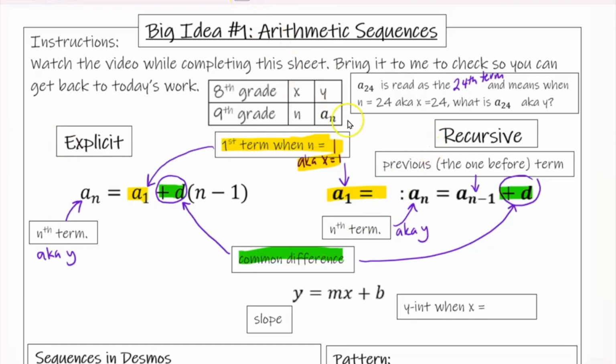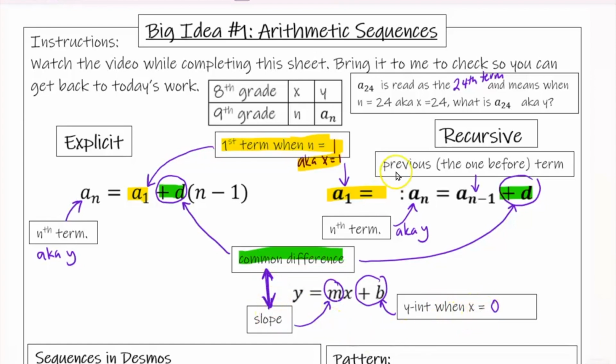Now, let's bring this into 8th grade. Common difference is the same exact thing as slope. So go ahead and draw that arrow. These 2 things are exactly the same. Okay, so slope is your m, not your x, just the m piece. And then your y-intercept is your plus b. Now, your y-intercept happens when x is equal to 0. Okay, so a little bit different than my first term. My first term happens at 1. And then for my 8th grade, my y-intercept is when x is equal to 0.